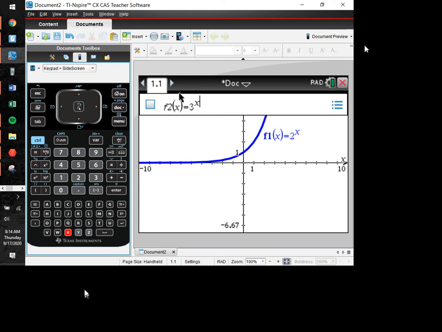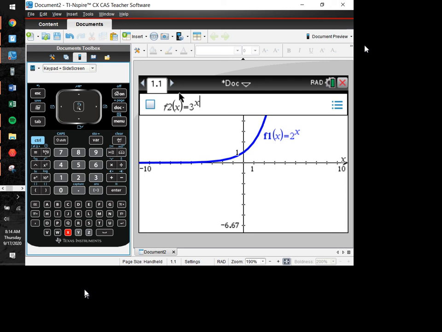Well, if we think about it for just a second, if you put in 0 to either one of these functions, they're both going to give you the same y value of 1. But if you put in positive numbers, 3 to the 1st power is going to be greater than 2 to the 1st power. Likewise, 3 to the 2nd power is going to be greater than 2 to the 2nd power. So on the right half of these graphs here, this function that we're dealing with now, 3 to the x, should exceed or be higher than the blue curve that we had already.